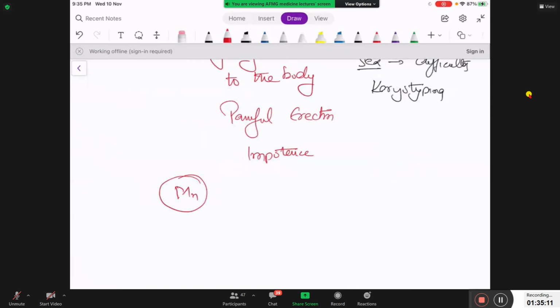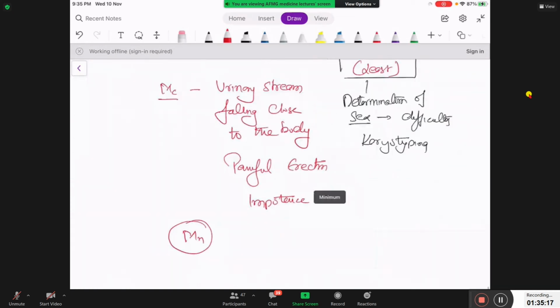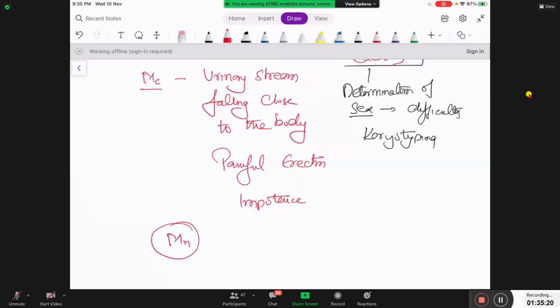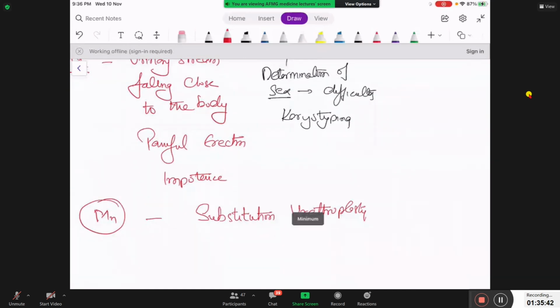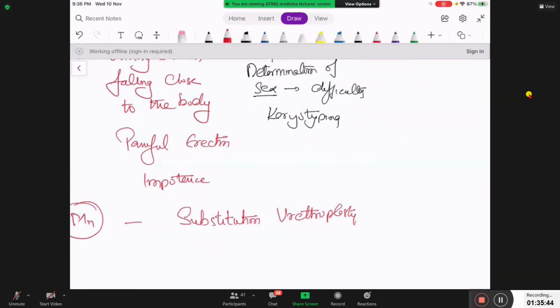So we have to reconstruct urethra. Since we have to reconstruct urethra, this surgery is called substitution urethroplasty. Substitution because we have to replace urethra with something. And for substituting urethra with something else, what something else?